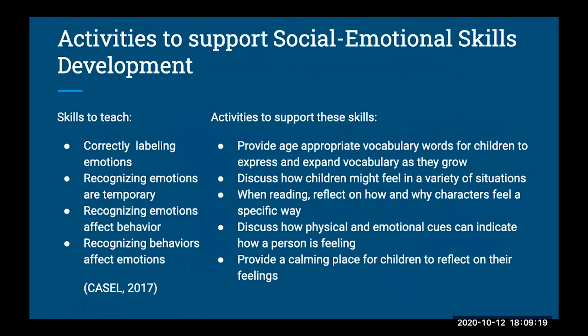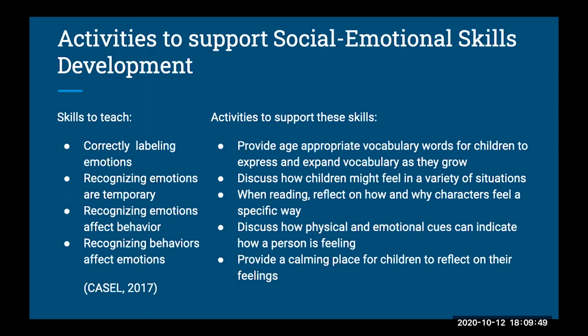Now let's begin to explore some general social skills that are important for children to develop, as well as some general and specific activities you can engage in with children at home to help teach these skills. First, it is important for children to be able to identify and label their emotions. Children should learn that all emotions are normal and temporary. Finally, our behaviors affect how we feel, and our feelings affect how we behave.